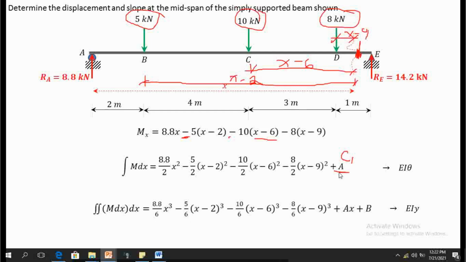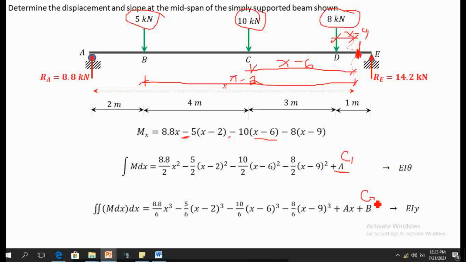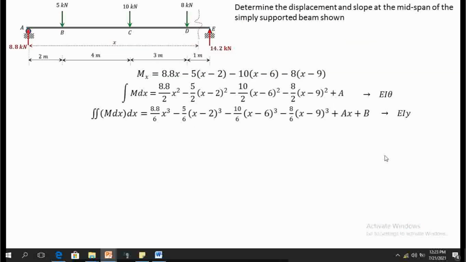Okay? The integral of a constant is constant times x. Kaya yung integral ng a ay ax. Now, what is this b? Itong b na ito, siya rin yung sa calculus natin, siya rin si C2. Iniba ko lang, pero pareho lang siya. So, yung first integration natin, do not forget, that is the equation for your slope. The second integration, that is the equation for your deflection. So, yan yung mga equation natin.